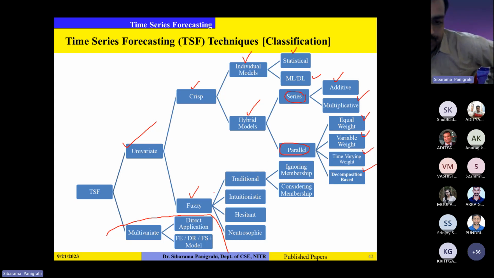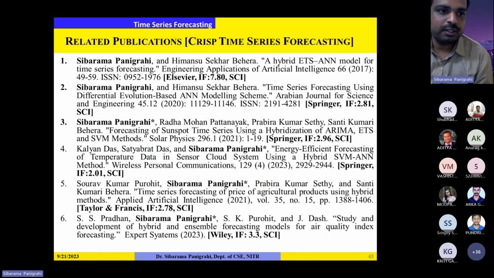Next, coming to the fuzzy set. You can use traditional fuzzy set, intuitionistic fuzzy set, hesitant fuzzy set, neutrosophic fuzzy set, type 2 fuzzy set, picture fuzzy set. The authors are using these, but I have used some of them, that's why I have mentioned them, and the others I haven't referred. Based on my research, I have tried to draw a picture like this, and I want to share it. In traditional fuzzy set, you can ignore the membership or you can consider the membership, right? And based on all these things, we have published some papers.